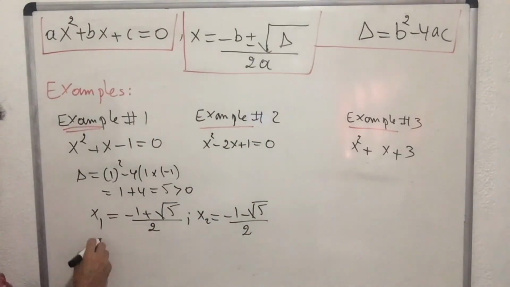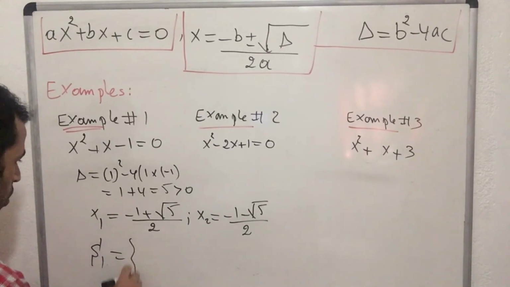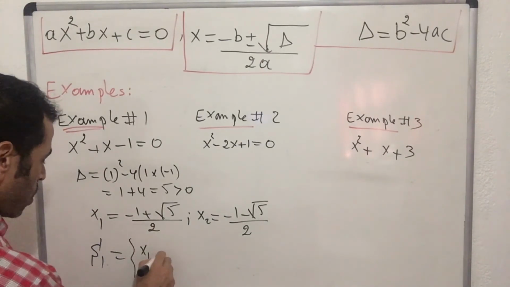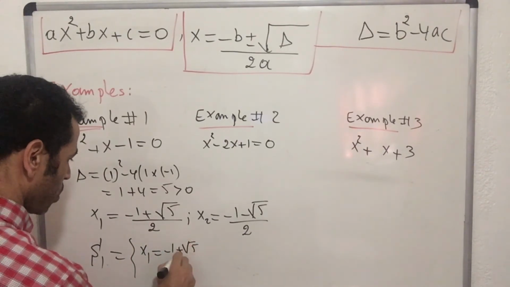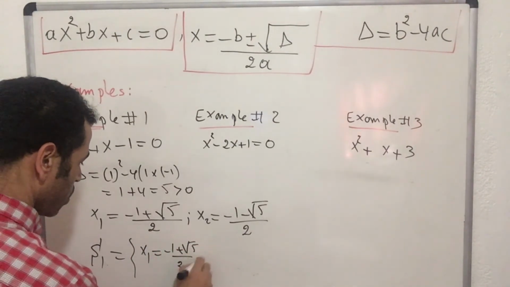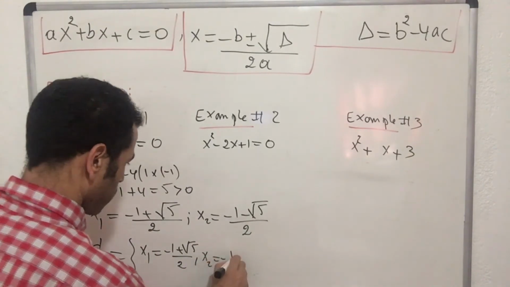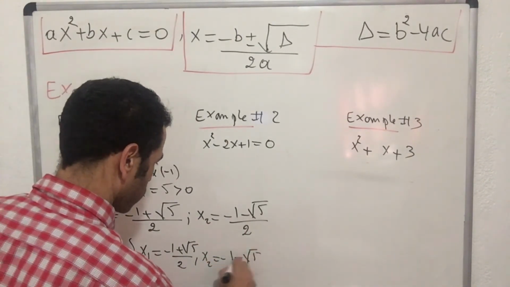So our solution set S1: x1 equals minus 1 plus the square root of 5 over 2, and x2 equals minus 1 minus the square root of 5 over 2.